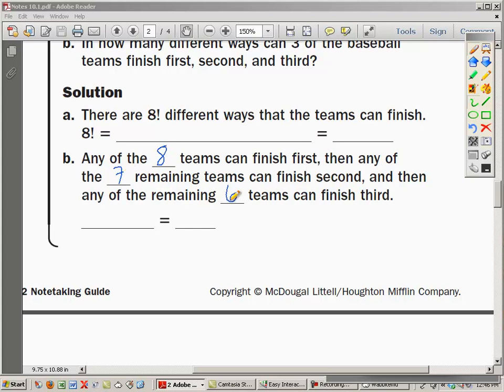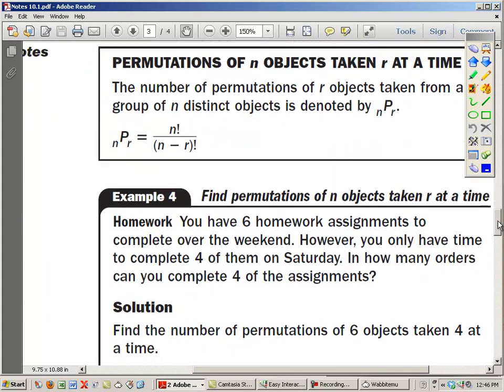And so again, using our fundamental counting principle, that says that there are 8 choices for first, 7 choices for second, 6 choices for third, and 8 times 7 times 6 comes out to 336. We cannot use a factorial for this because I'm not getting times 5, times 4, times 3, times 2, times 1. All right? So we're simply just going to do 8 times 7 times 6 in our calculator. All right, top of the next page then.